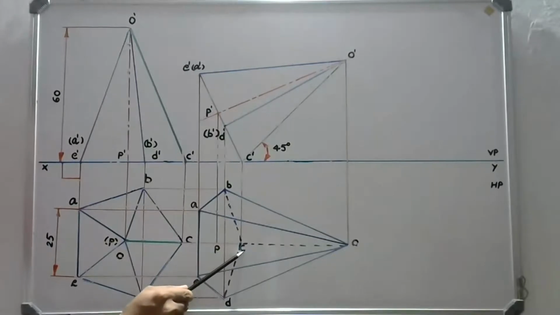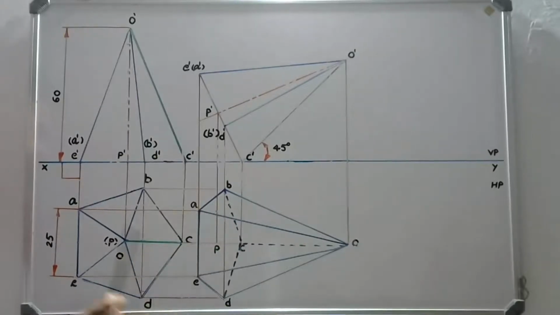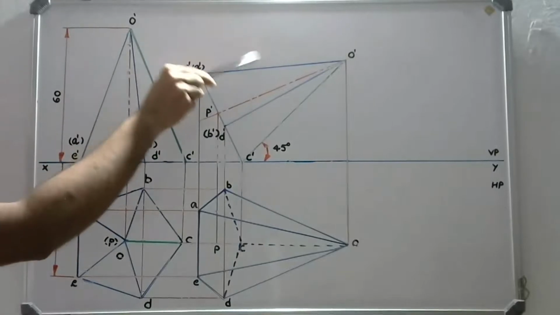Then point C or base corner C is completely invisible. So base edges CB, CD are invisible. Slant edge connecting that base corner, CO, is invisible. All other edges are completely visible in the direction of top view.